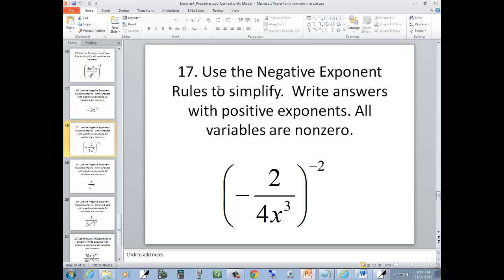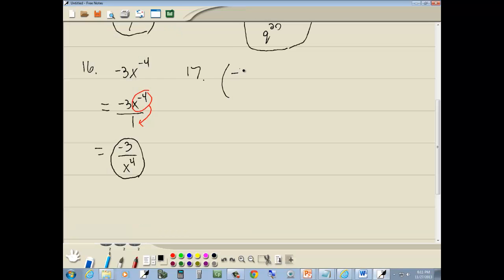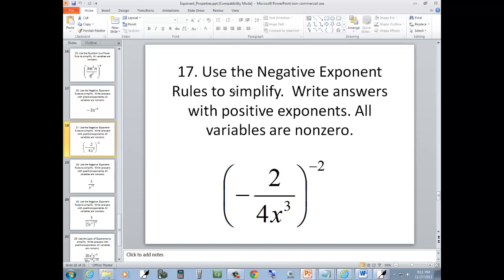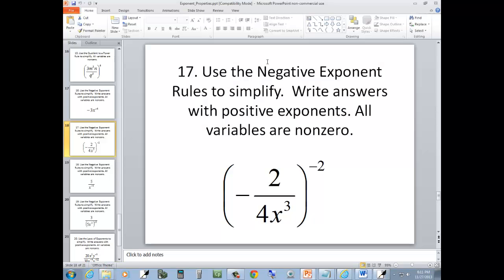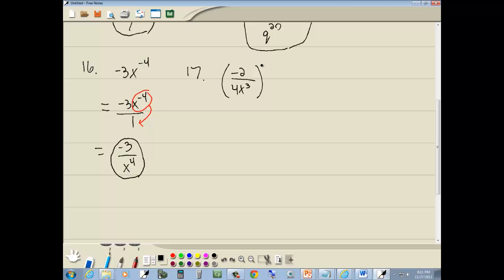Let's take a look at this one. We got negative 2 over 4x to the third, raised to the negative 2 power. Now, right away, I noticed 2 and 4, I can reduce that. I'm not sure why I even threw that in. I expect when I made this problem up, I didn't even see that. They're divisible by 2, so it gives me negative 1 over 2x to the third, raised to the negative 2 power.